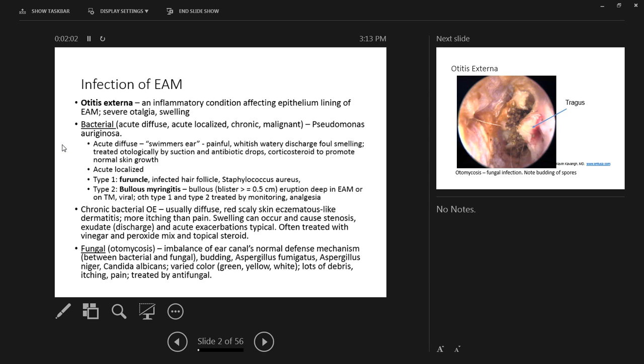An acute localized bacterial otitis externa comes in one of two types. A type 1 is basically an ingrown hair. It's called a furuncle, and the bacteria that's associated with that ingrown hair is Staph aureus, Staphylococcus aureus, is the bacteria that causes, or that is the infection. A type 2 is a bullous myringitis. This is where you have a blister really deep in the ear canal or literally on the eardrum. That hurts. It's typically viral in nature.